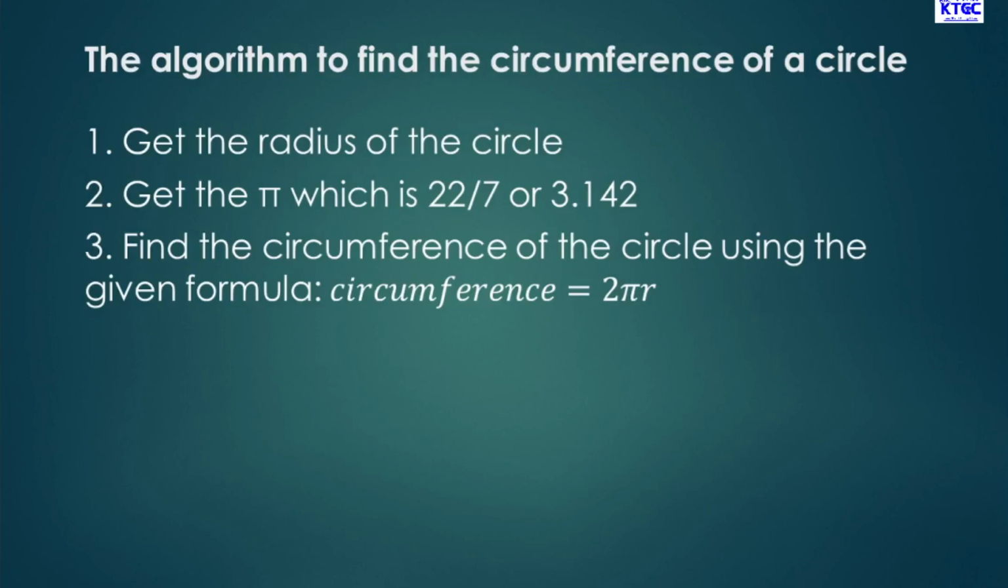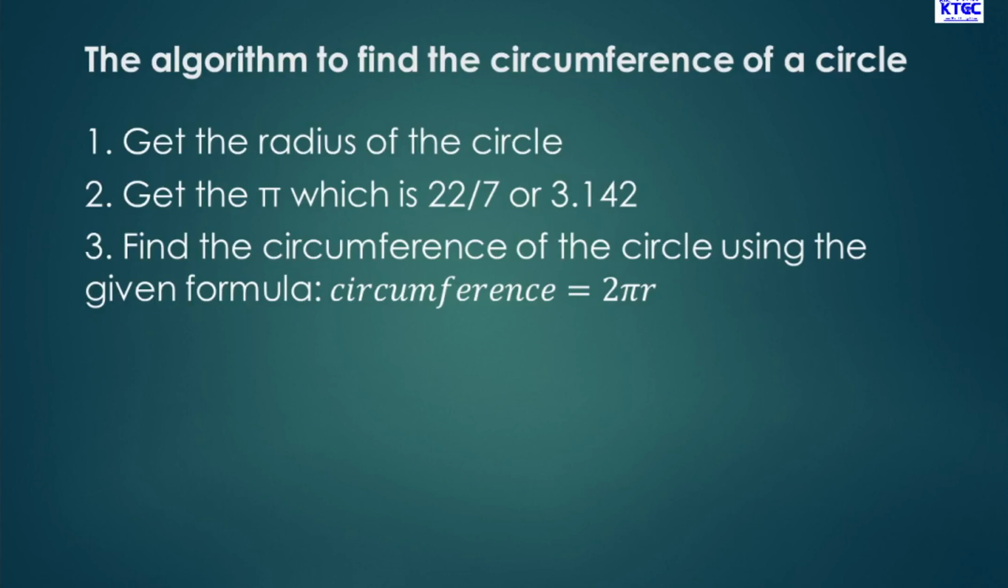So the algorithm to find the circumference of a circle. 1. Get the radius of the circle. So first of all, we get the radius as the input. 2. We get the pi, which sometimes is given, and we also know the pi by default, which is 22/7 or 3.142 and all that.